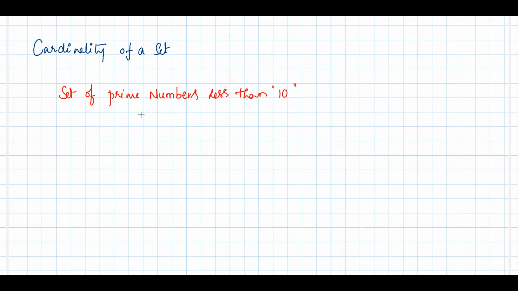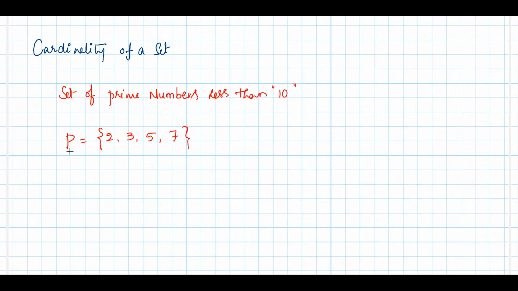So what are all the prime numbers less than 10? What does it mean by prime number? The number which is divisible only by the number itself and 1, right? So 2, 3, 5, 7 are the prime numbers less than 10. So this is the set we got. Let's name this set P.